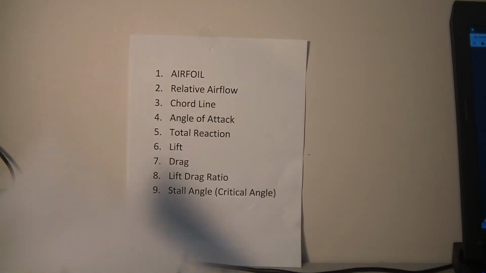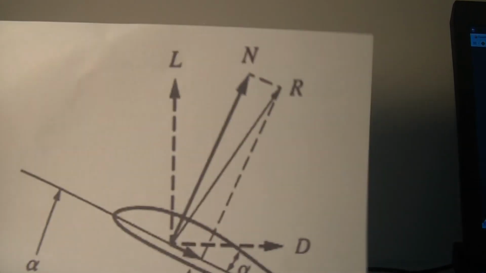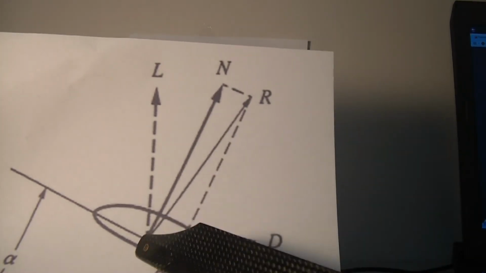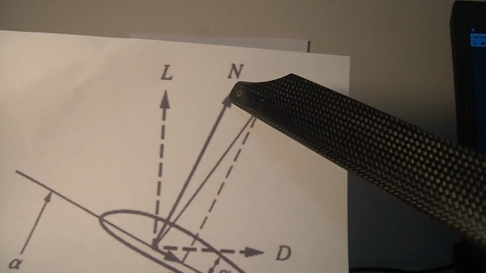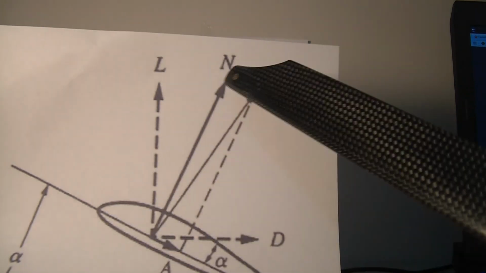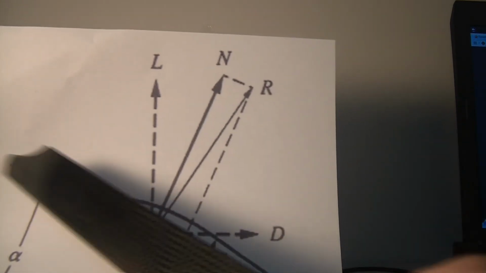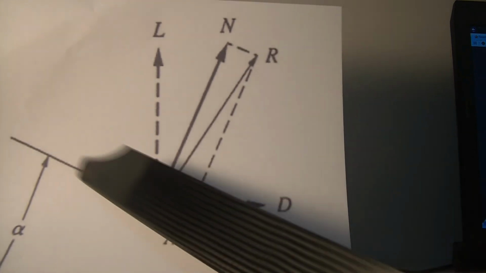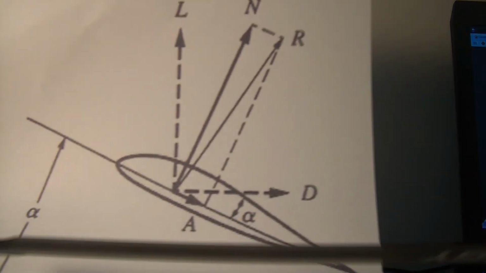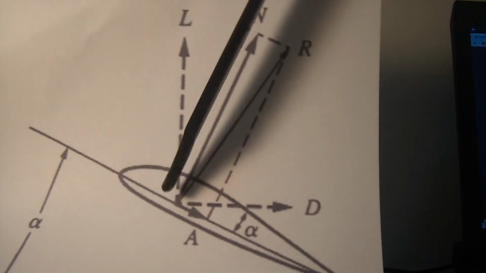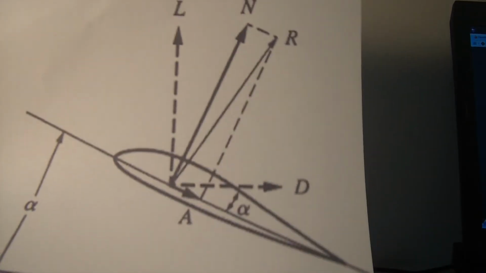Let's see if I can demonstrate it better with this diagram here. This is showing a couple of different forces, and this N symbol here is the total reaction. It's basically at 90 degrees to the chord line of the wing at all times. So as we increase this angle of attack, this total reaction tilts backwards. That's what the total reaction is.